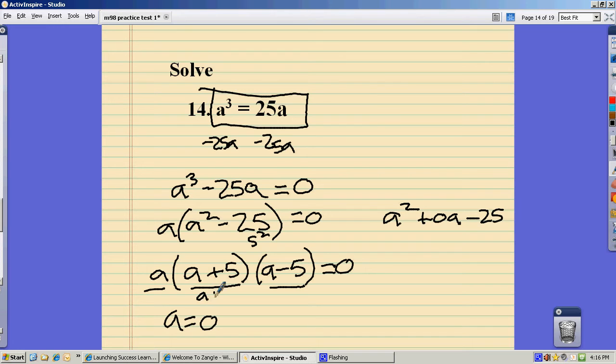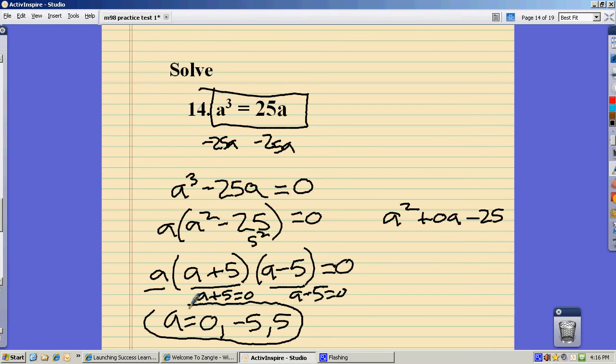So if I solve that, subtract 5 from both sides gives me negative 5. Or this thing could be 0. And so if I solve that, add 5 to both sides, gives me that. So a has three possible solutions.